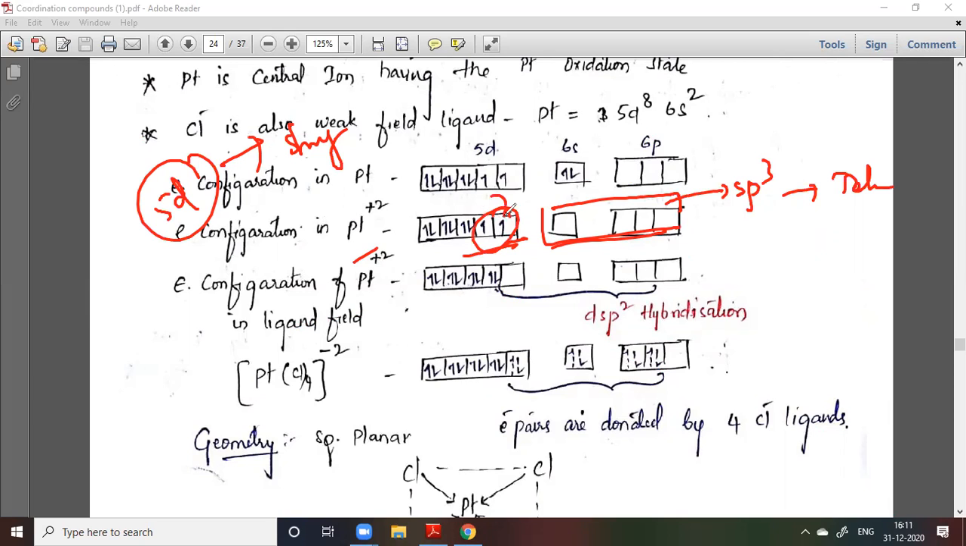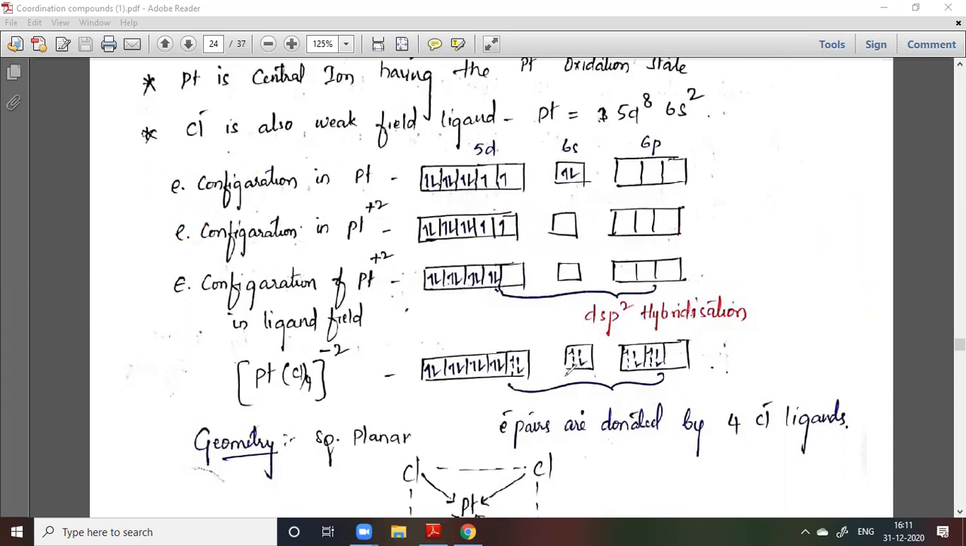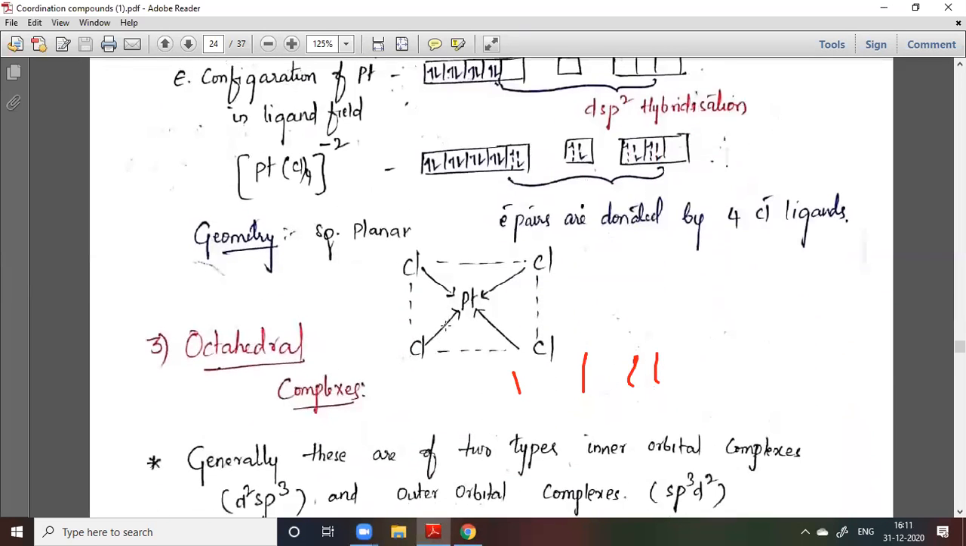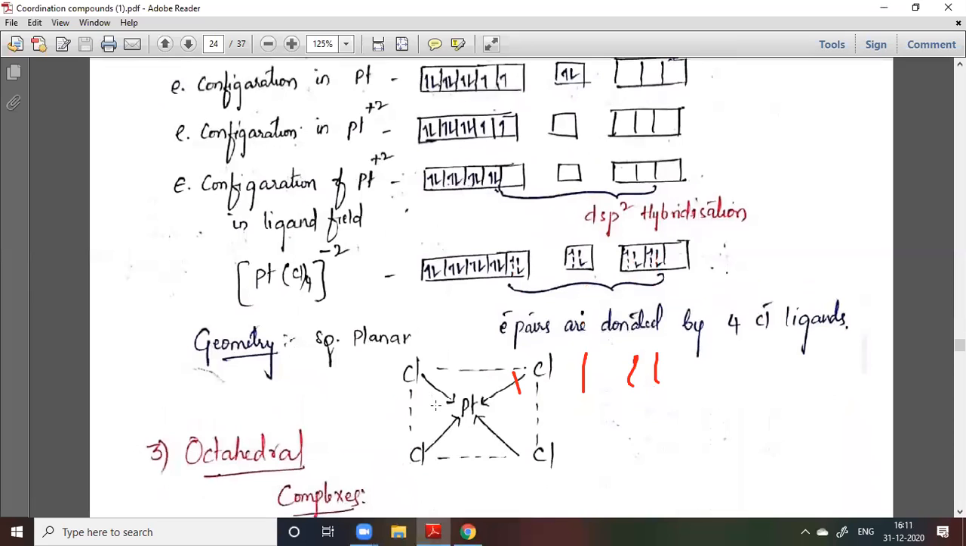So these two electrons are paired up together, and there is a vacancy produced here, and the hybridization will be dsp2. We are having 4 ligands, so those 4 chlorines will come here, one chlorine here, another here, another here, another here. Those 4 ligands can donate their electrons to these 4 dsp2 hybrid orbitals. Then the geometry will be square planar like this. So this is the square planar structure of the complex.